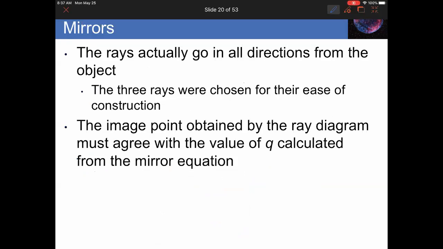Okay. And the image point obtained by the ray diagram must agree with the value of Q calculated from the mirror equation.